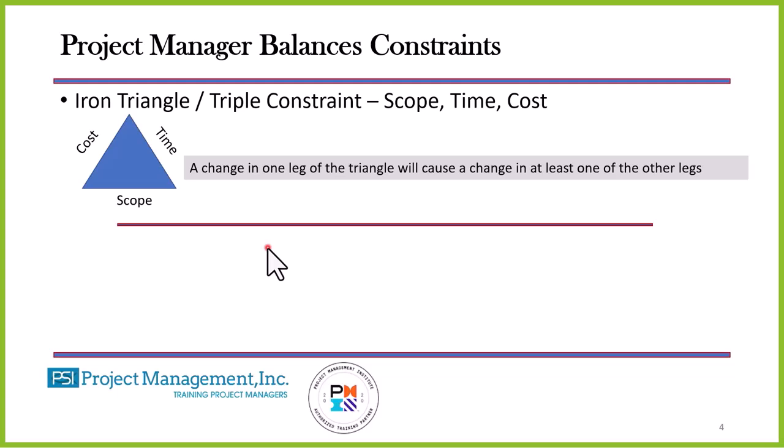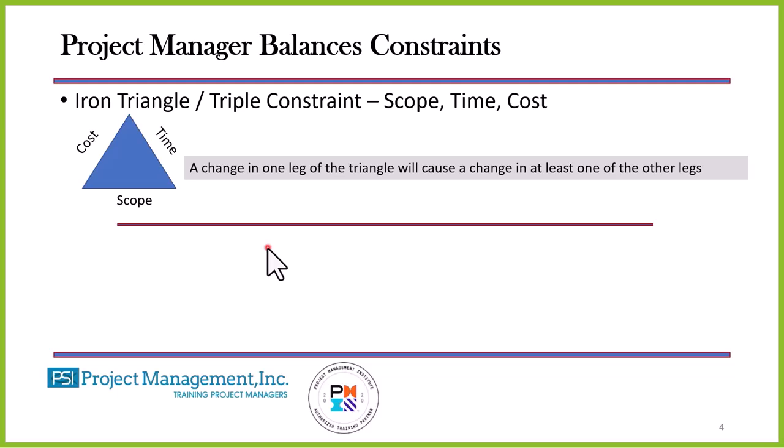And if you attended previous seminars, you know this is one of my favorite slides, because the iron triangle, or the triple constraint, is made up of scope, time, and cost. Well, obviously, time is our schedule. A change in one of these legs of the iron triangle or triple constraint will drive a change in one of the other legs, or at least one of the other legs, if not both of the other legs.